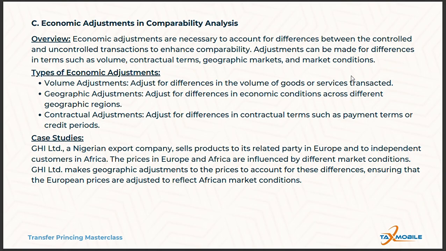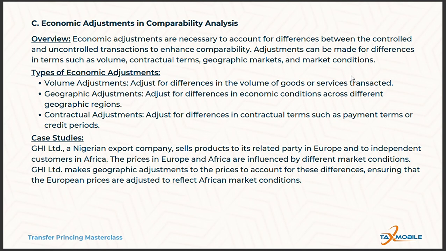Now, making adjustments to enhance comparability. In many cases, it is very difficult to find an identical uncontrolled transaction that perfectly matches the controlled transaction. It is very, very difficult. So in such instances, adjustments are made to account for differences, allowing for more accurate comparability.